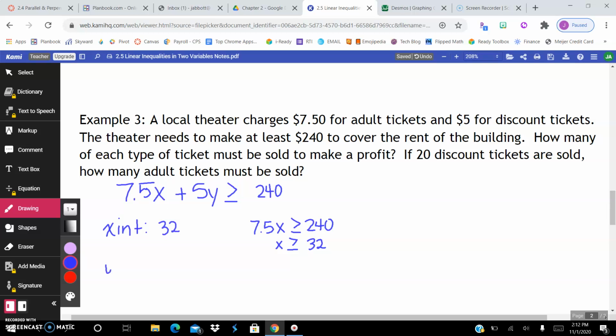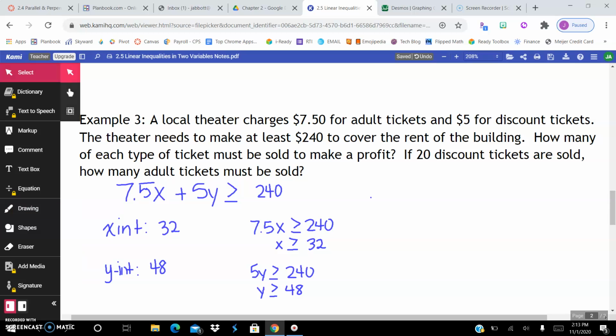And then for our y-intercept, we're going to do the same thing, except we're going to put a 0 in for x. So 7.5 times 0 will be 0, so that's gone. So we would just be left with 5y is greater than or equal to 240. And then we'd have to divide both sides by 5. So y is greater than or equal to 48. And so our y-intercept is 48.